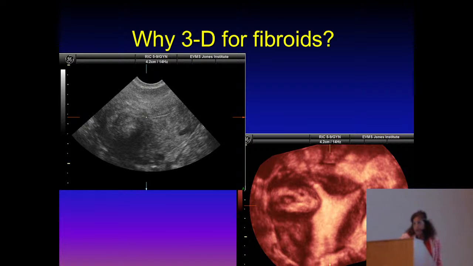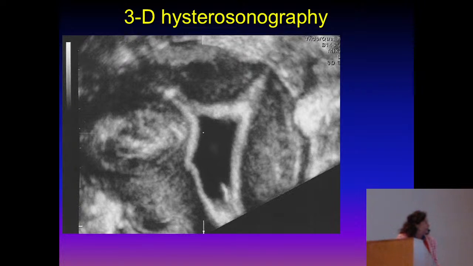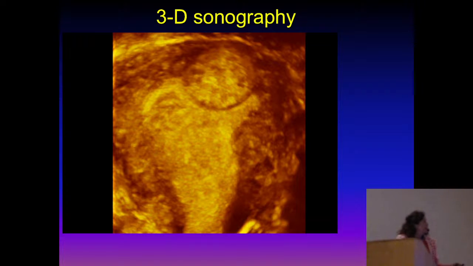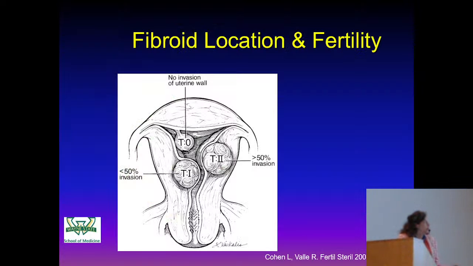And you can use the 3D saline sonogram as well to clearly see your fibroid. And here's another one, a fundal fibroid pushing into the cavity. So the staging of the fibroids is based on either no invasion or the percent invasion into the uterine wall. And the type 2 fibroids are tricky hysteroscopically to remove, and depending on how close they are to the serosa, you may have to remove them laparoscopically.